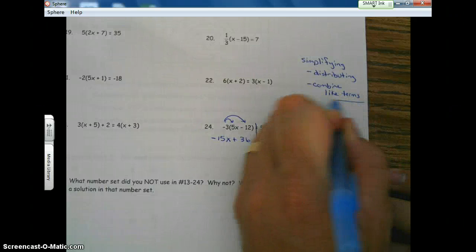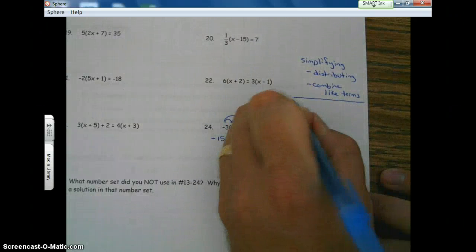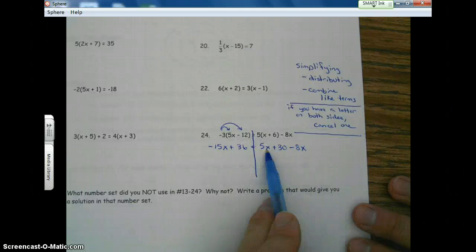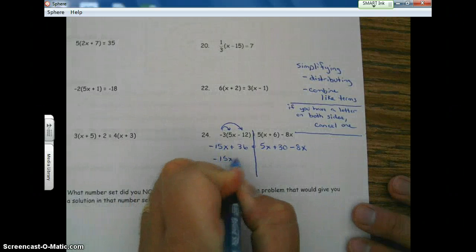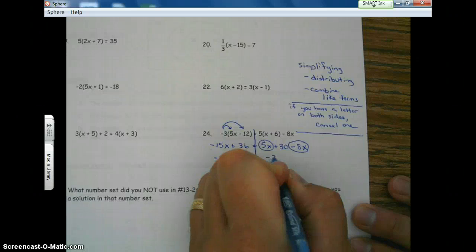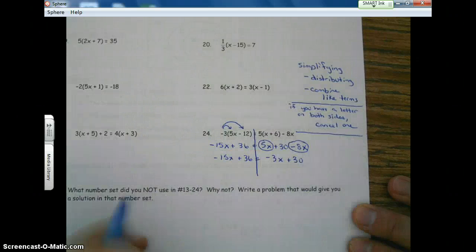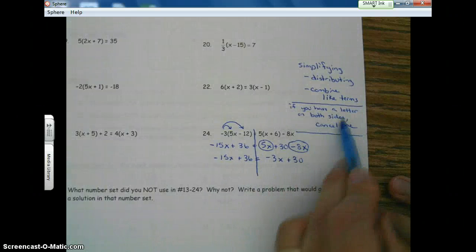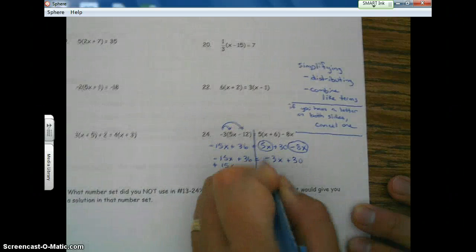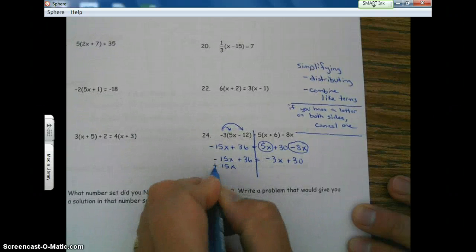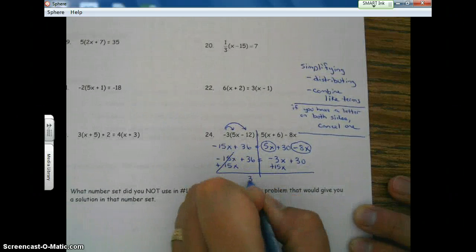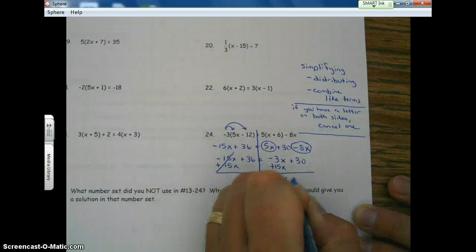Okay, the next thing you do is, let me back up a step here. We have to combine like terms. Okay, so we have negative 15x. So 5x minus 8x is negative 3x plus 30. Okay, we have a letter on both sides. So if you have a letter on both sides, cancel one. I like to cancel the smaller one. So negative 15 is smaller than negative 3. So to cancel out negative 15x, we'll add 15x. Okay, so we get 36 equals 12x plus 30.